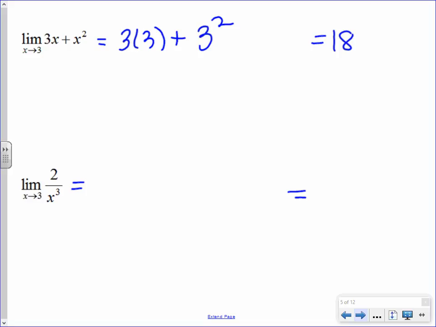Pod 1, what did you get for the second one? 2/27. And how did you get that? He said he plugs 3 in for x. He got 2/27. Sound good? Sounds good.